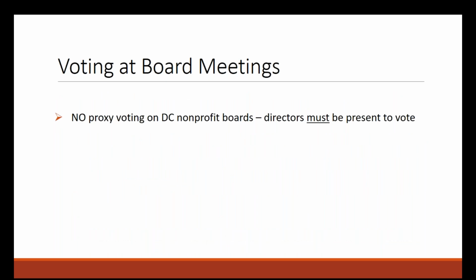Something we want to emphasize for sure is that no proxy voting is allowed on DC nonprofit boards. Directors must be present to vote. So, I can't make the meeting tonight. I tell another director, hey, I saw this item on the agenda. Can you just vote yes on that item for me? Not allowed. Under DC law, directors must be present to vote, and it kind of goes back to that idea of your fiduciary duties. You have to be in the room. You have to be receiving all the information that's being exchanged. You should be active in the debate. You can't just tell someone ahead of time what you're going to vote.